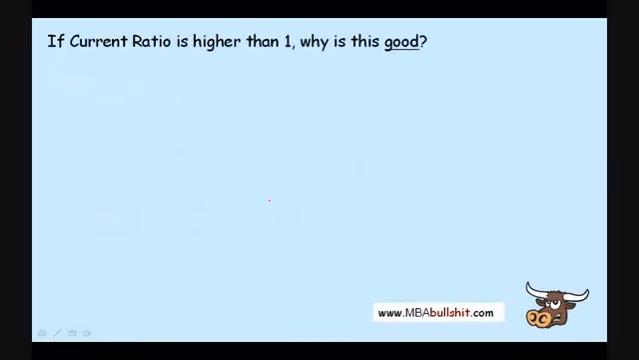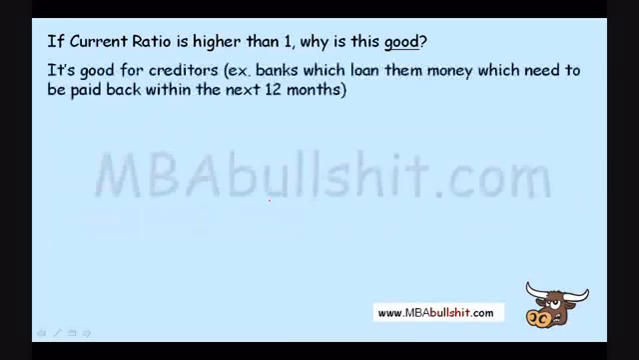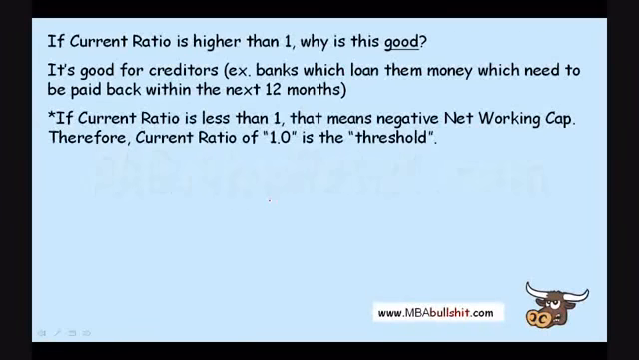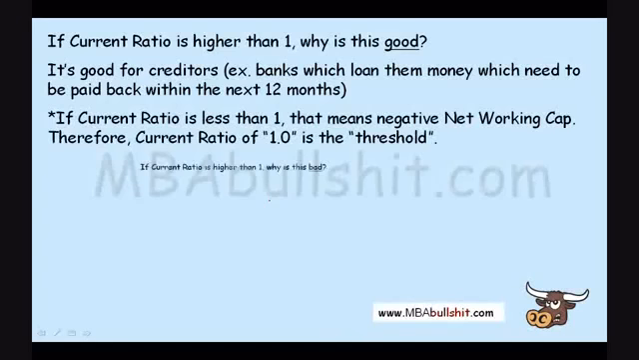So, if the current ratio is higher than 1, why is this good? Well, it's good for creditors. Example, banks which loan them money, which need to be paid back within the next 12 months. If the current ratio is less than 1, that means negative net working capital. Therefore, I like to use the word threshold. The current ratio of 1.0 is the threshold, meaning this company is in trouble if the current ratio is less than 1.0, because then that means that there's not enough assets to pay for its current liabilities.